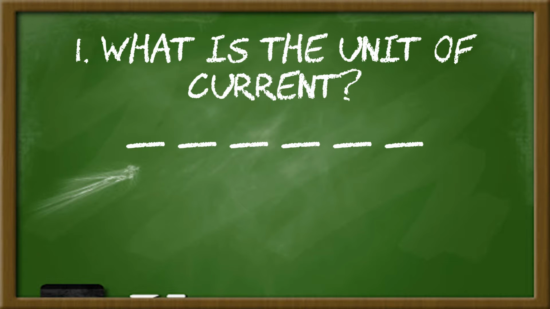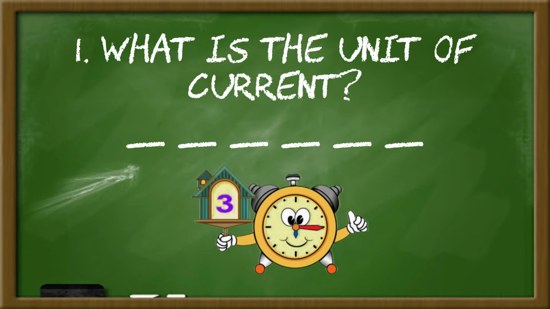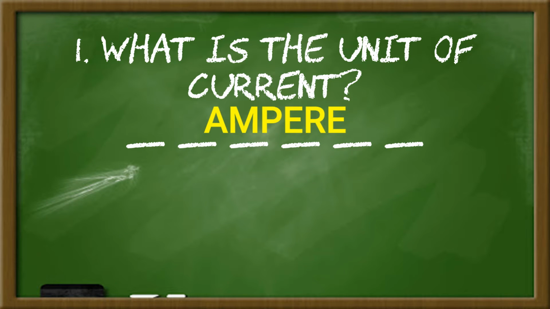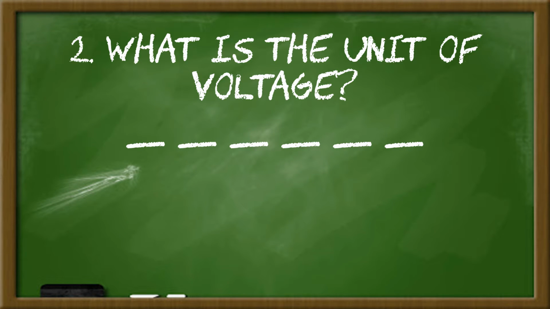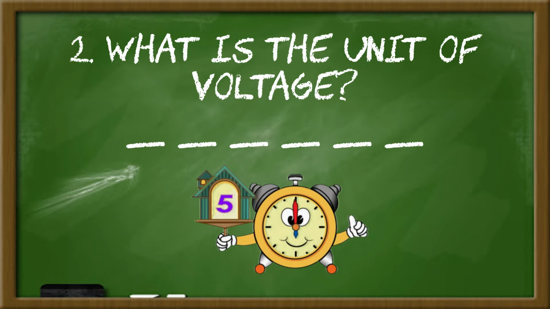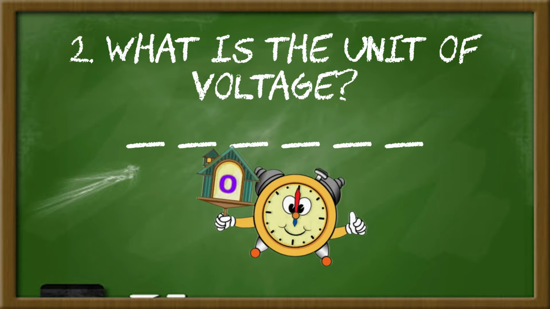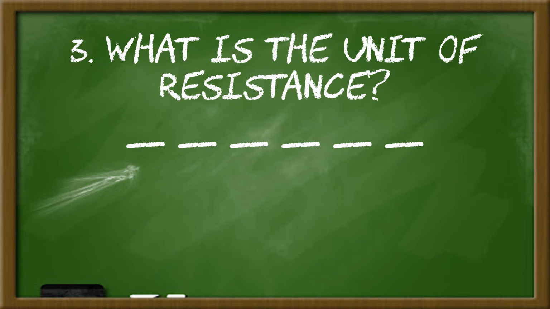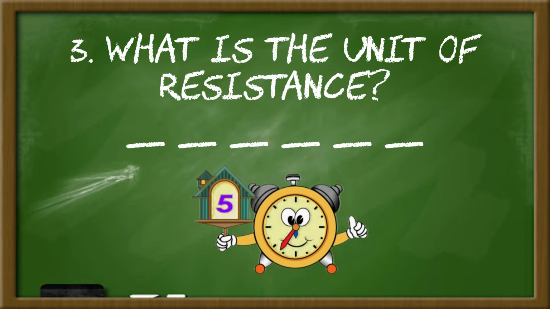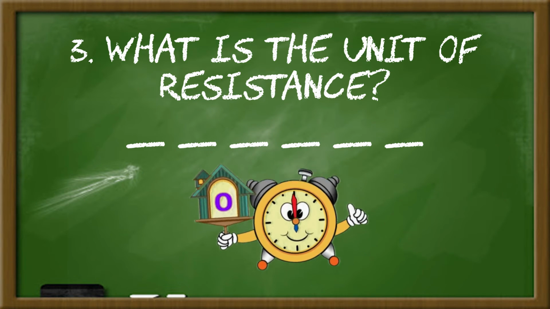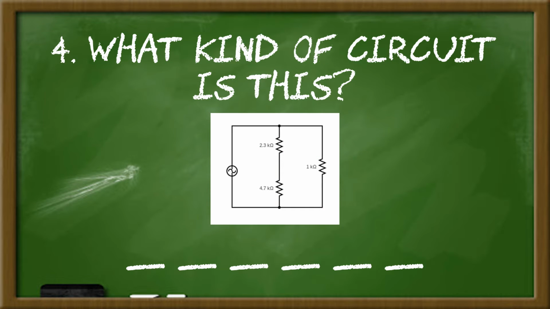Question number 1. What is the unit of current? That is ampere. Question number 2. What is the unit of voltage? That is volt. Question number 3. What is the unit of resistance? That is ohm.